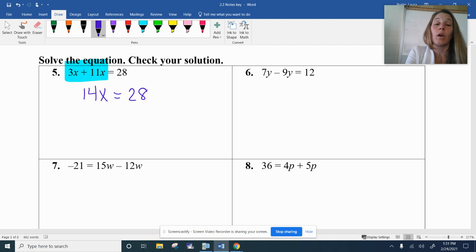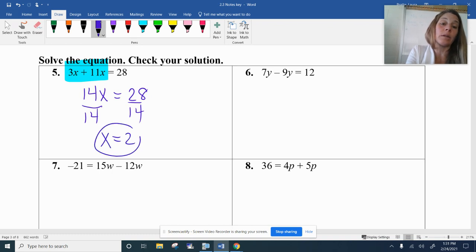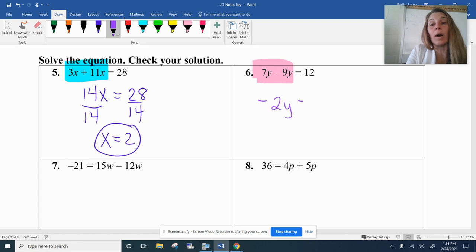At this point, we have multiplication, so our inverse operation to get the x by itself would be the division, and we get x equals 2. On number 6, we have again two like terms here. 7 minus 9 would give me negative 2y. And of course, I'm dividing both sides by a negative 2, which is going to give me an answer of negative 6.